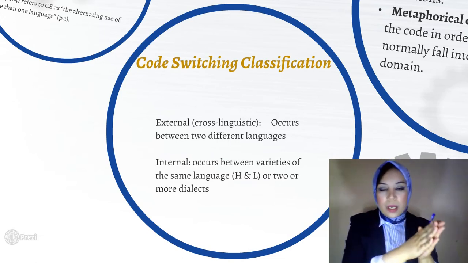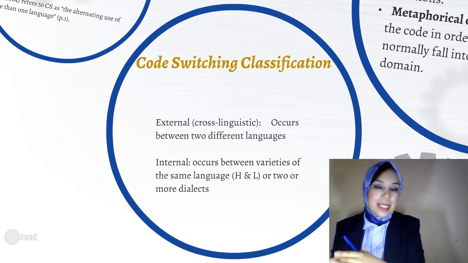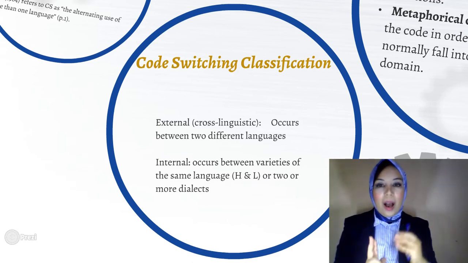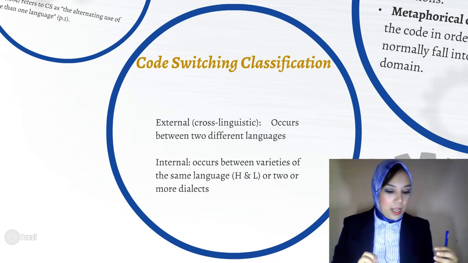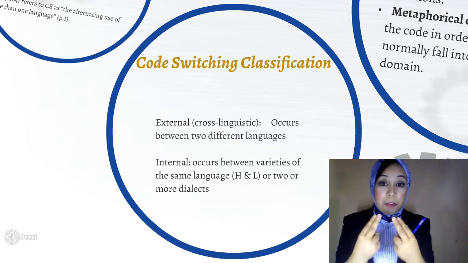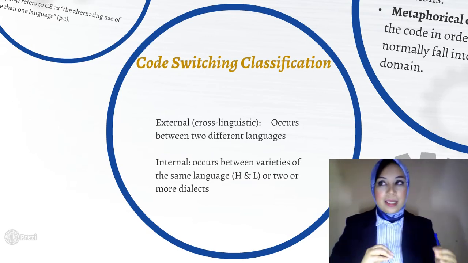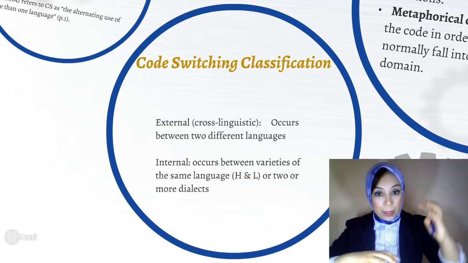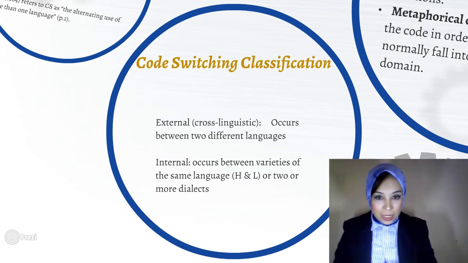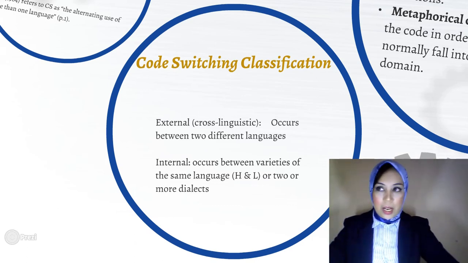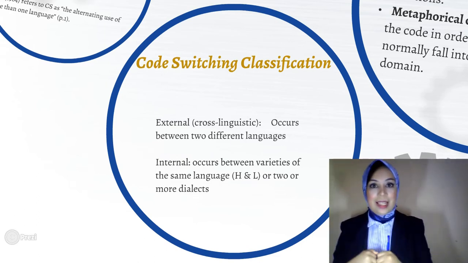So when we switch from one language to the other, or when there are two or more different languages in our speech, our code switching is external or cross-linguistic. That is, we have two different languages in the process. However, when we switch between two varieties, for example, standard Arabic and dialectal Arabic, which is the high and the low, our code switching is internal. That is, we are within the same language, within the same global system. We use two different subsystems, which are the standard and the dialect.